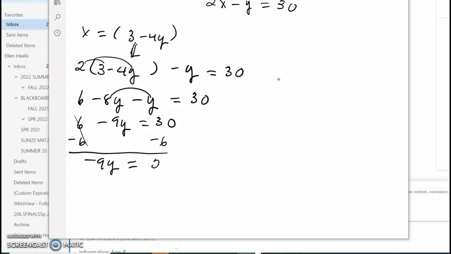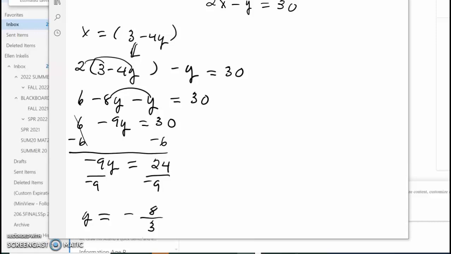equals 24. Divide by negative 9 on both sides, and if we reduce the fraction, which is going to turn out to be negative, well, 3 goes into the numerator 8 times, and 3 goes into the denominator 3 times. So that means my y value is a fraction, which is possible. It just means that the point of intersection will be somewhere either in quadrant 3 or quadrant 4.